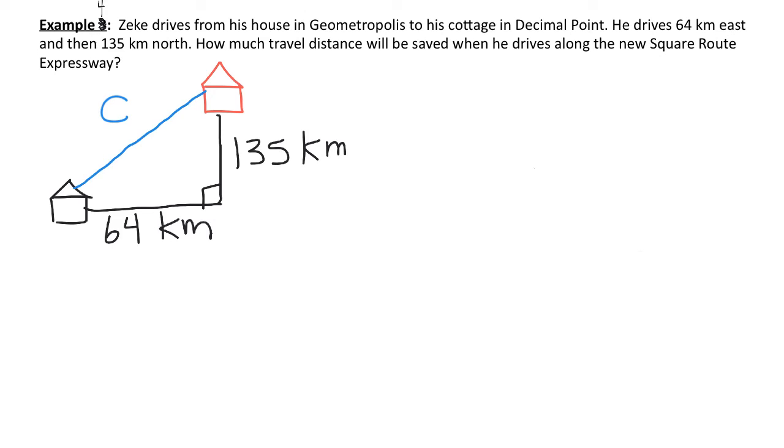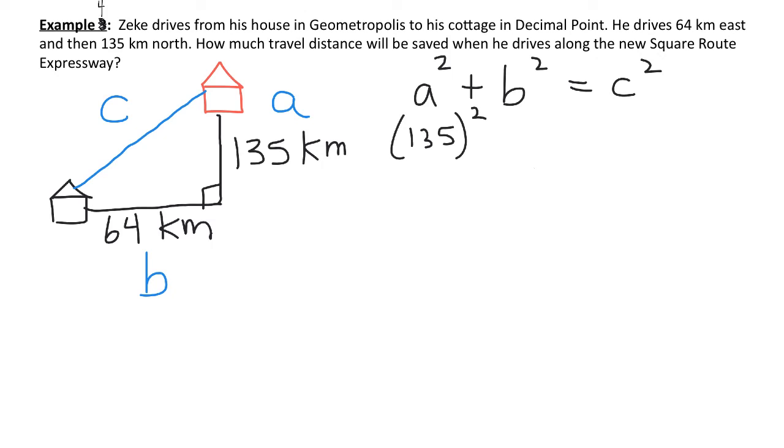And then again, the other two sides, the legs, you can choose to call either of them A or B. It does not matter. So I'm going to call the 64-kilometer side B, and the 135-kilometer side I will call side A. All right, so I've written out the Pythagorean theorem formula on the screen, and now we can go ahead and fill in our values. So our A value is 135. That needs to be squared, plus our B value, which is 64. That also needs to be squared, which is all equal to C squared.